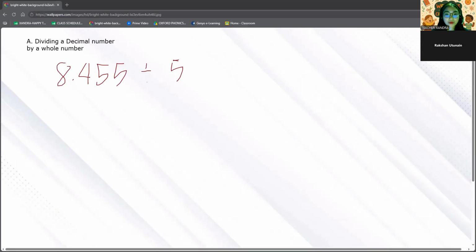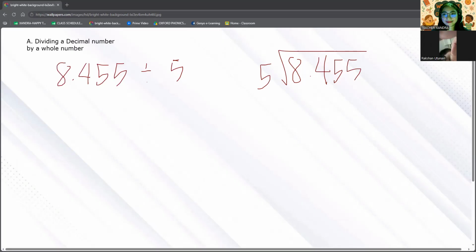So what is your first step, Rakshan? Remove the decimal place. Put the decimal place on top. Decimal on top, okay, align it and transfer it in. You keep the decimal point in the same place in your answer.